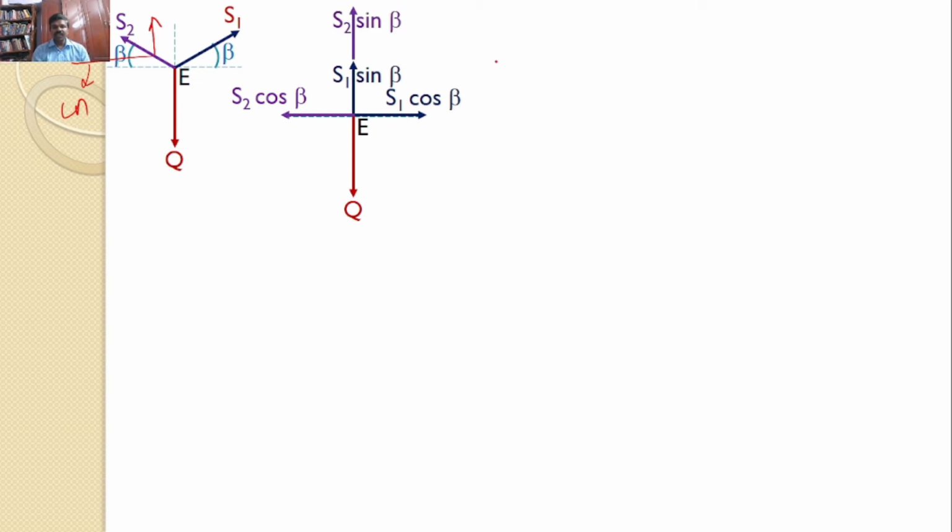Now let us use the equilibrium condition sigma Fx is equal to 0. There are only two forces. One force acts towards the right side, S1 cos beta. Another force acts towards the left side, that is S2 cos beta. So S1 cos beta is equal to S2 cos beta. Then you can write the first equation, S1 is equal to S2.